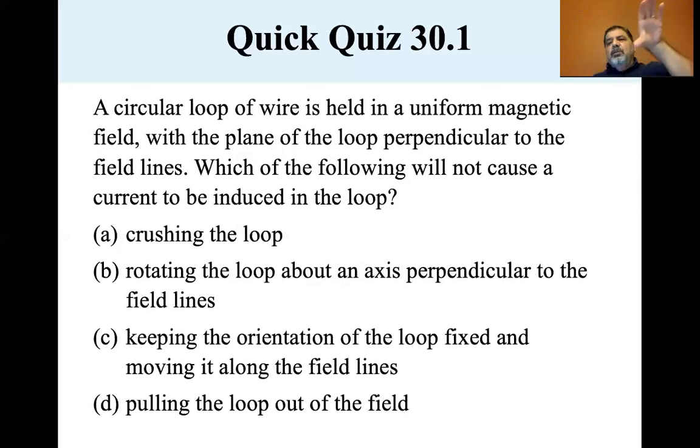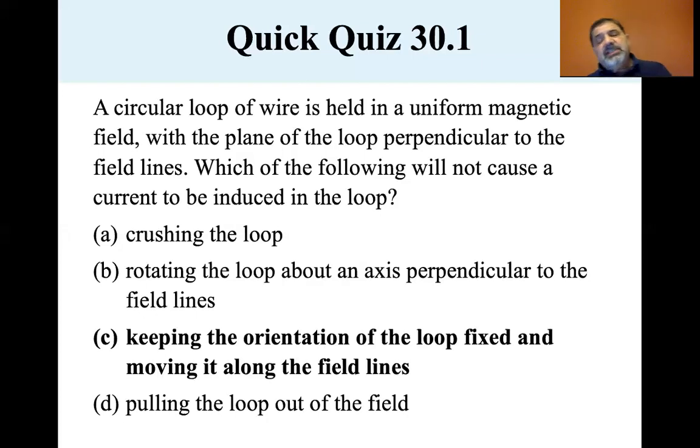And then pulling the loop out of the field, yes, you would. You would basically have a collapsing magnetic field, a collapsing B, so you would get a change. So the only one that makes sense there is C, keeping the orientation of the loop fixed and moving it along the field lines. I don't particularly care for that example, but we'll live with it.